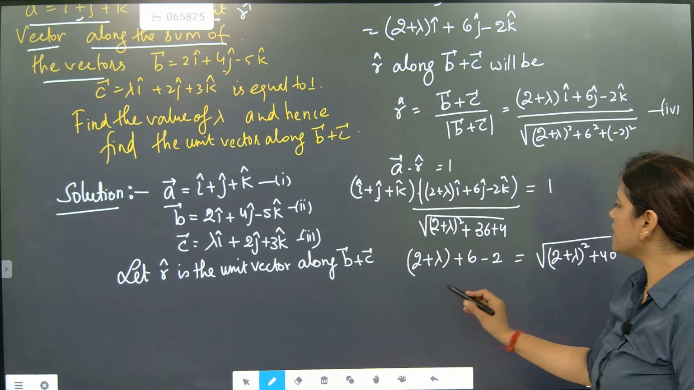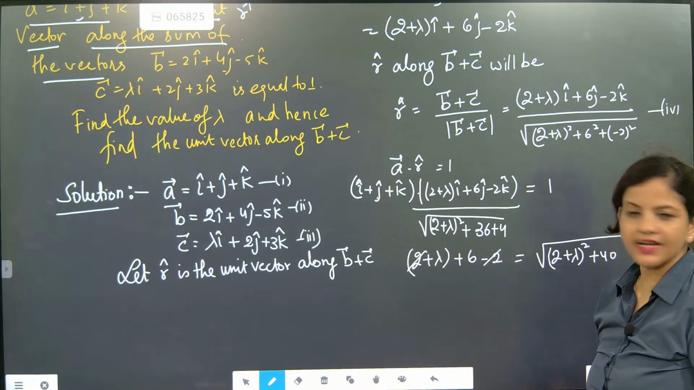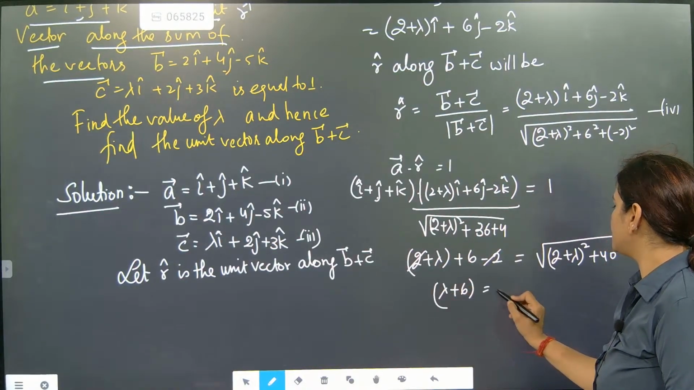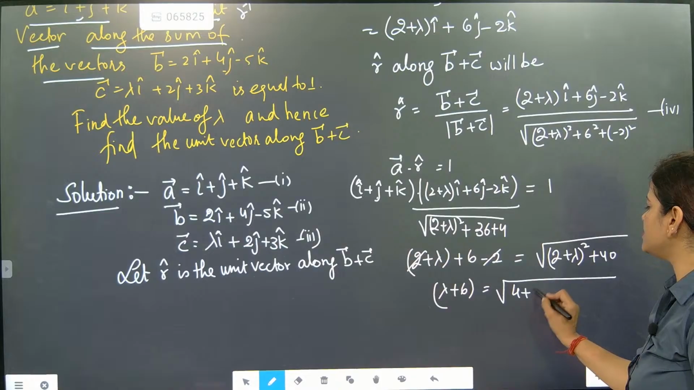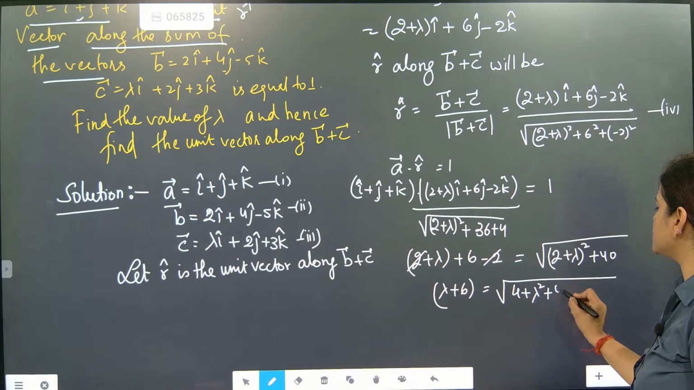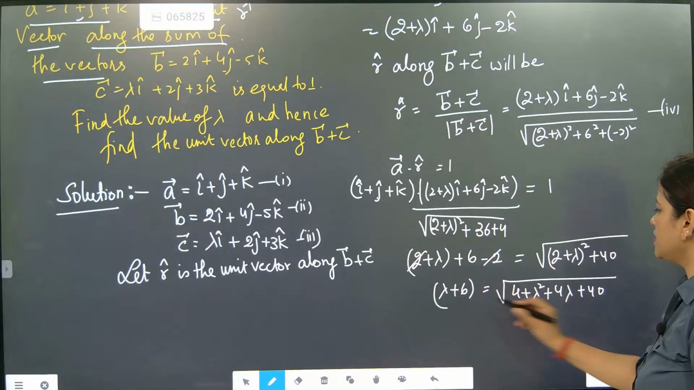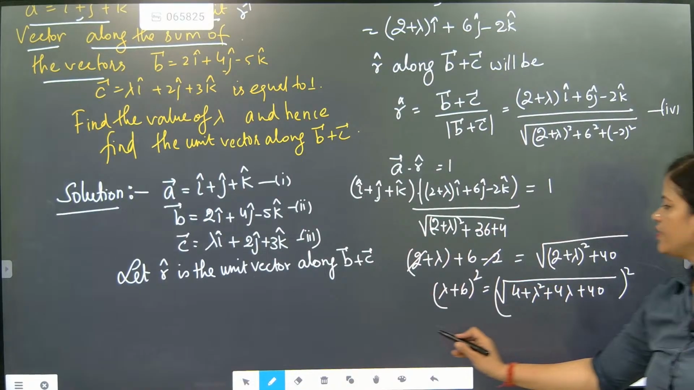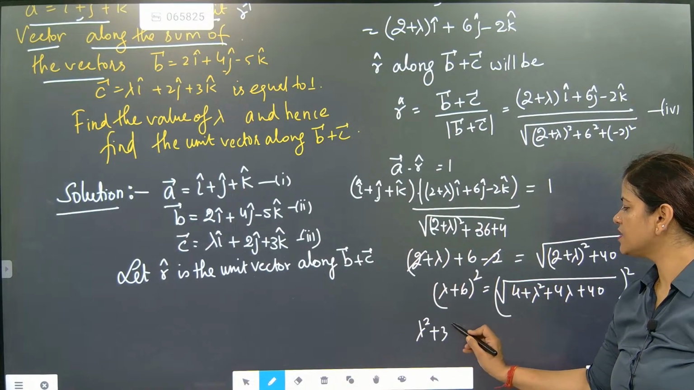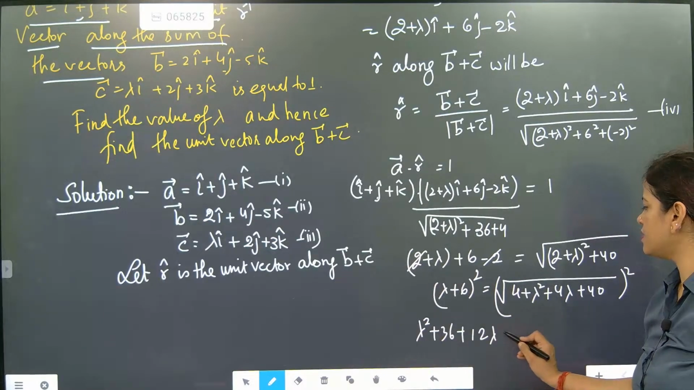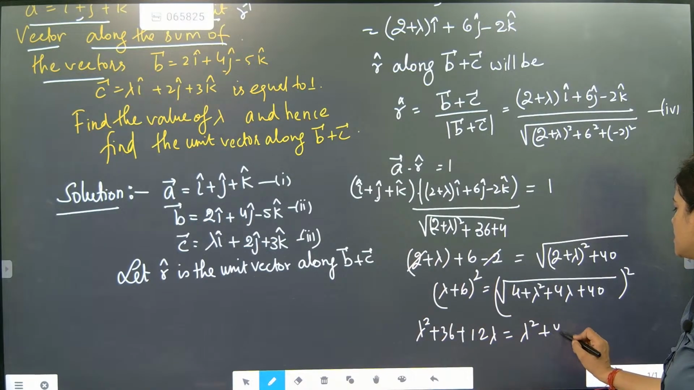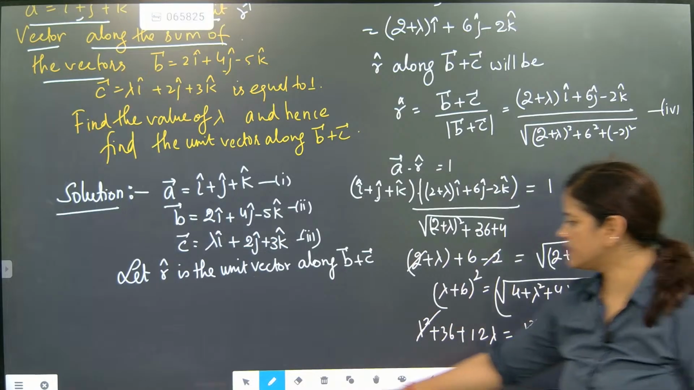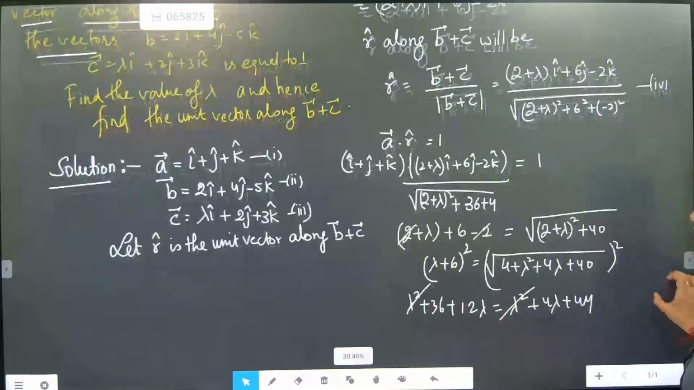Now beta, here it will come lambda plus 2 and minus 2 will get cancelled. It will become lambda plus 6 equal to, here it will come 4 plus lambda square plus 4 lambda plus 40 under the root. Now beta we will square both sides. Then what will it become? Lambda square plus 36 plus 12 lambda equal to lambda square plus 4 lambda plus 44. Lambda square and lambda square cancelled. So now lambda value it is coming. What is the value of lambda coming?